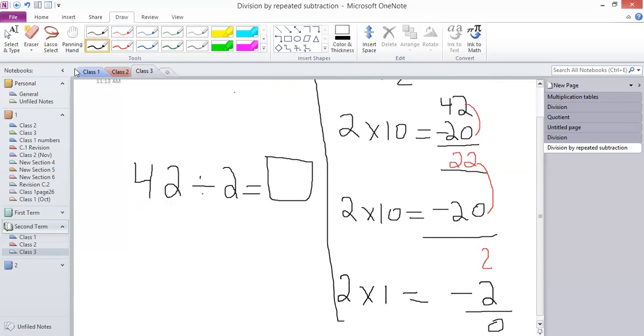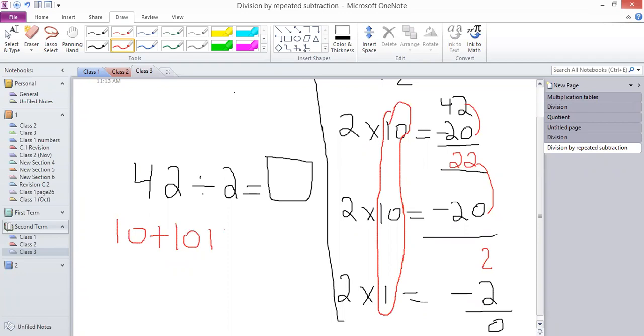So now your division is complete. You just have to find the answer. So you multiplied first by 10, then again by 10, and then by 1. 2 by 10 first, then 2 by 10, and then 2 by 1. So in order to find the answer, you will add 10 plus 10 plus 1. So 10 plus 10 is 20, and 20 plus 1 is 21. So 42 divided by 2 equals 21.